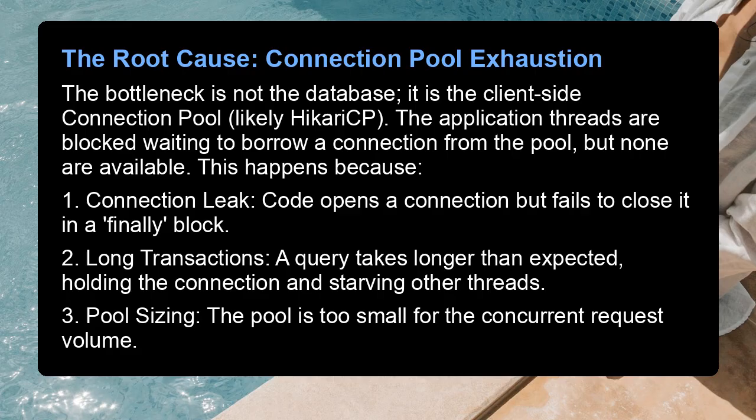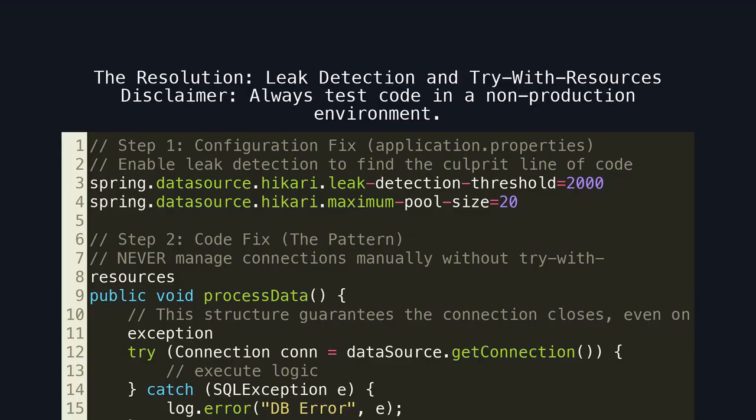Long transactions, where a query takes longer than expected, hold the connection and starve other threads. 3. Pool sizing. The pool is too small for the concurrent request volume. The resolution: leak detection and try-with-resources. Disclaimer: always test code in a non-production environment.